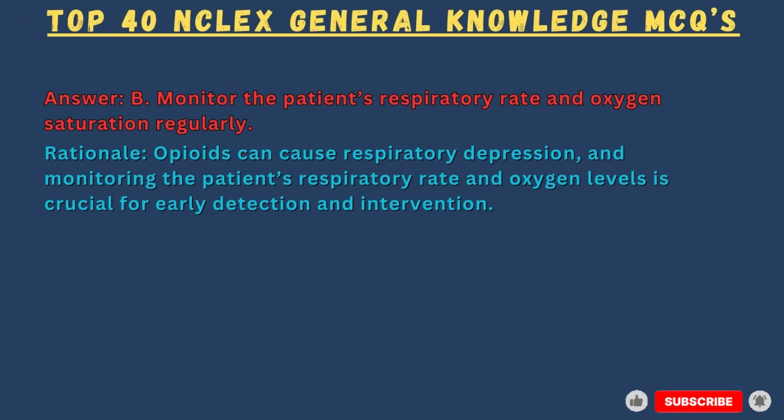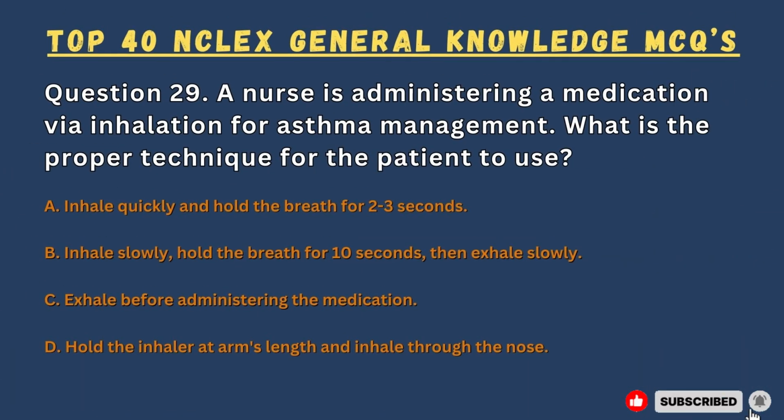Answer: B. Monitor the patient's respiratory rate and oxygen saturation regularly. Rationale: opioids can cause respiratory depression, and monitoring the patient's respiratory rate and oxygen levels is crucial for early detection and intervention.